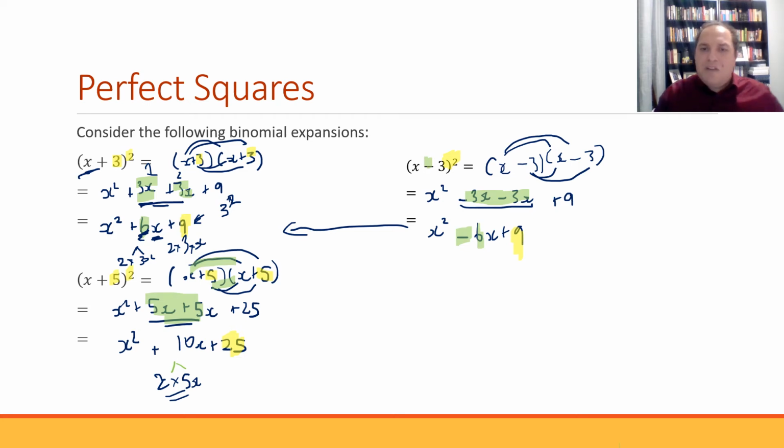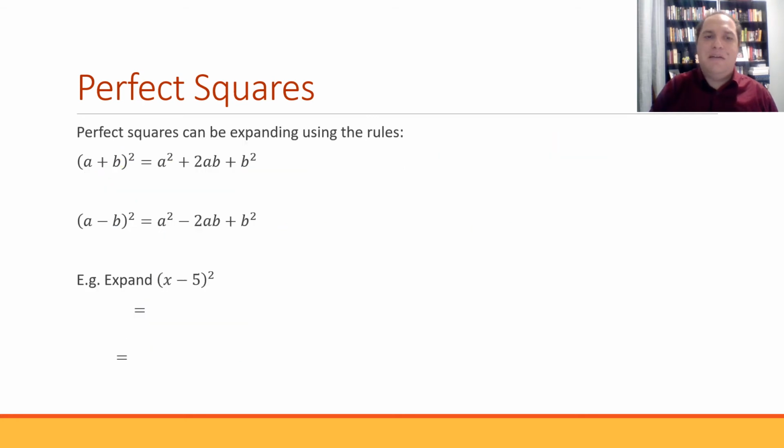So notice the back term is always positive, but that middle term, in this case, it's a negative because in our factorized term, we're subtracting, and in our first term, we added. So it was positive 6x. And using these sorts of rules, we can come up with some patterns that help us expand these. Without doing the full expanding, we can have some rules that help us do this in a bit faster way. So perfect squares can be expanded using the following rules.